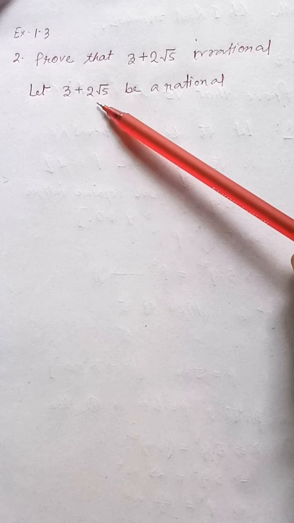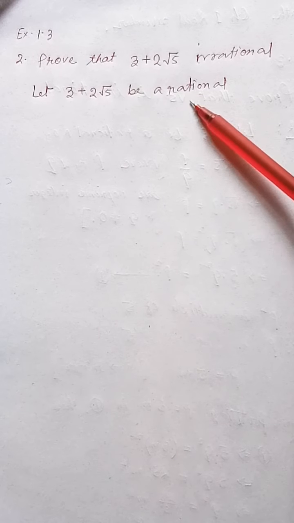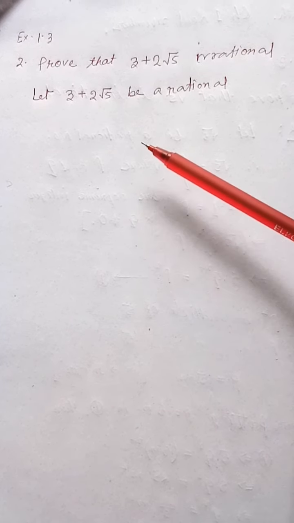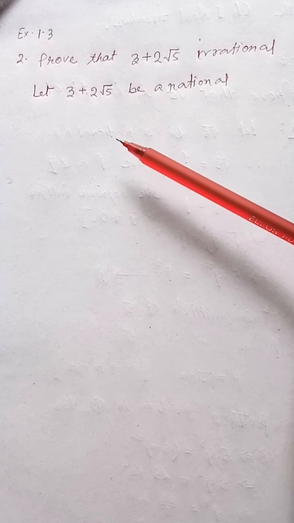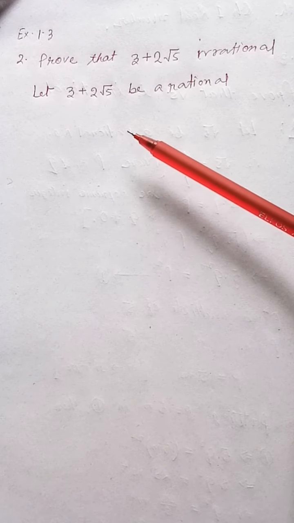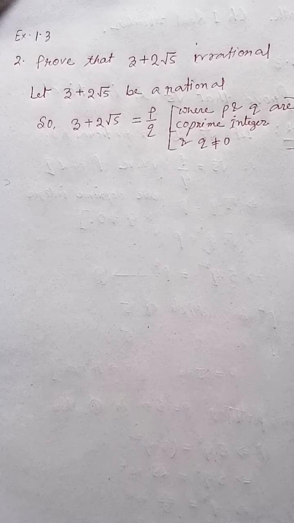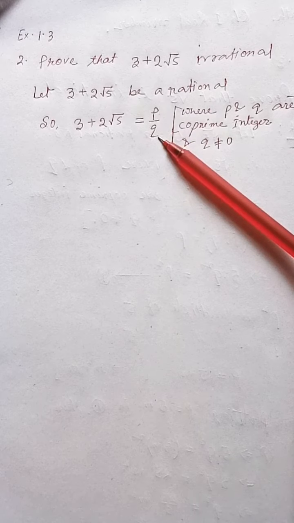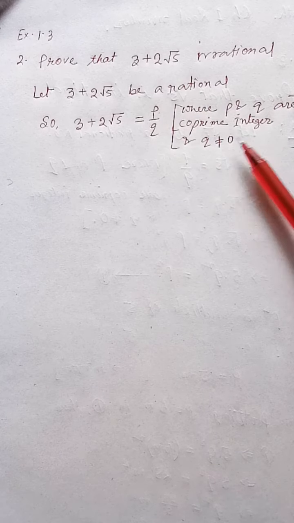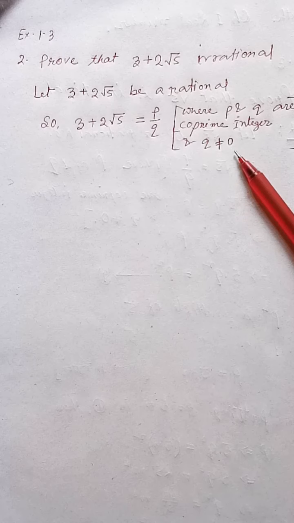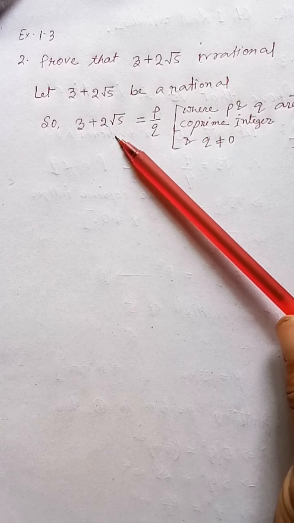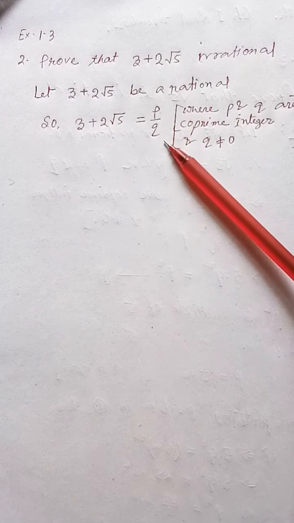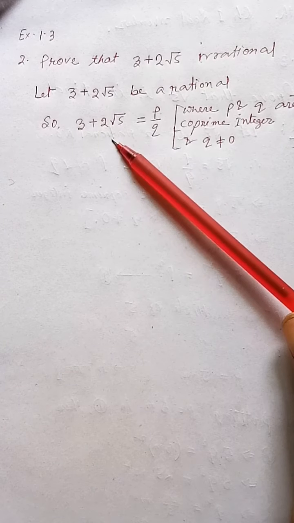So let us take 3 plus 2 root 5 to be a rational. We have to prove it is irrational, but we are taking it as rational, and we'll check whether it can be rational or not. We'll follow some steps. So surely it can be expressed in the form of p by q, where p and q are co-prime integers and q must not be equal to 0, since we are taking it as a rational.